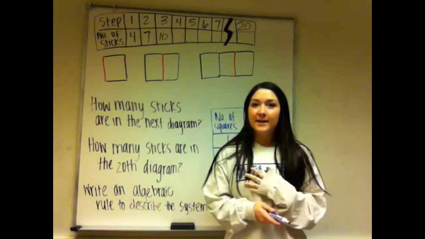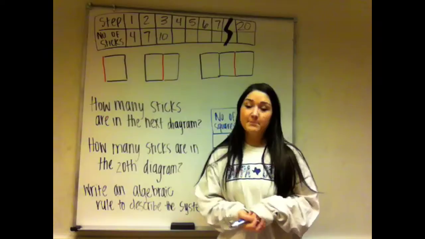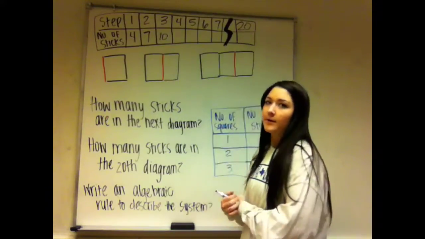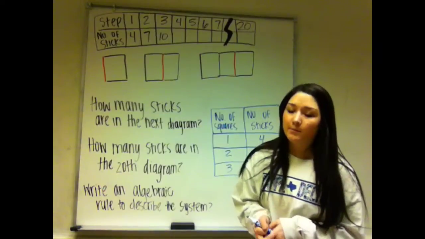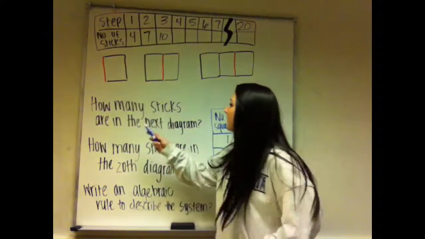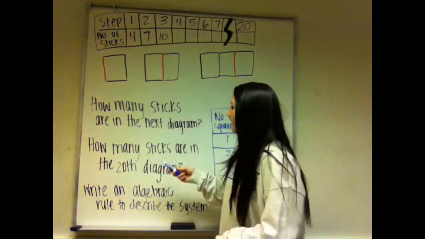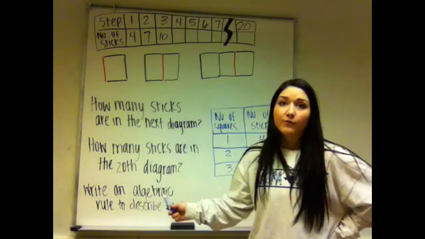Hi guys, I'm Katie Hannon, and today we're going to look at patterns in algebra. We're going to take a look at a simple stick pattern and come up with an algebraic rule, but really understand where the rule comes from. The questions we're going to answer today are: how many sticks are in the next diagram, how many sticks are in the 20th diagram, and write an algebraic rule to describe the system.